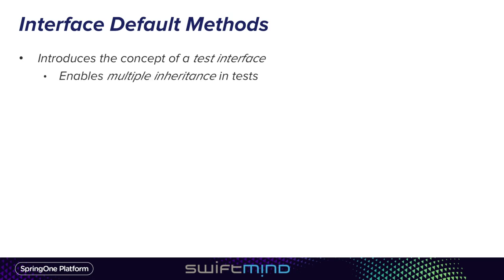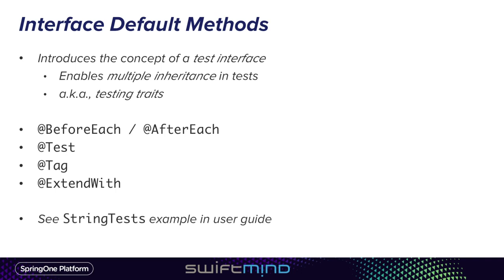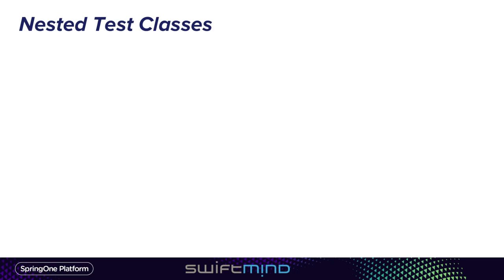Interface default methods, as I mentioned before, like with Spring, kind of this idea of testing traits, test interfaces. You can implement multiple of those at a time. In terms of JUnit 5, things that are supported there, your @BeforeEach and @AfterEach methods can be on default methods. So you can even have default test methods, default test factory methods, I left that out, and @Tag. And you can also have @ExtendWith, so you can configure the extensions you want to use and then have that functionality brought in when you implement one of these so-called testing traits. So you can check out the Spring tests and user guide, for example, for that.